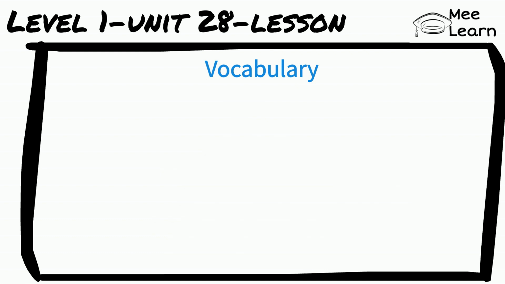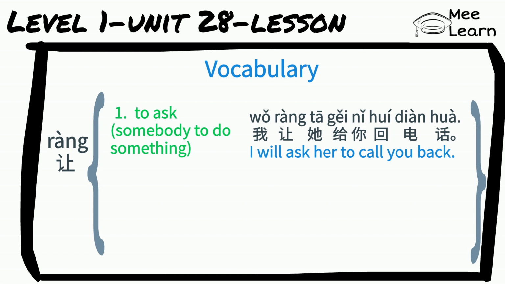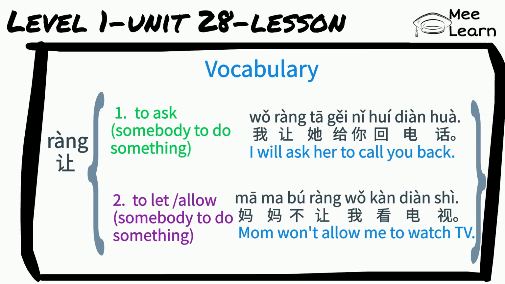Now let's have a summary of this word 让. We have learned this word 让 in our level 1 lesson 23, where 让 means to ask. For example, 我让他给你回电话。I will ask her to call you back. The second use is to let or to allow. For example, 妈妈不让我看电视。Mom won't allow me to watch TV.